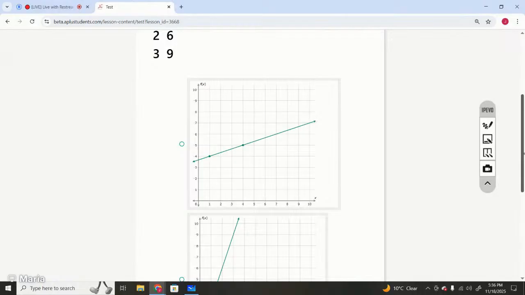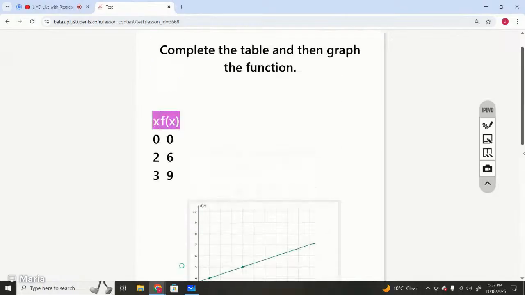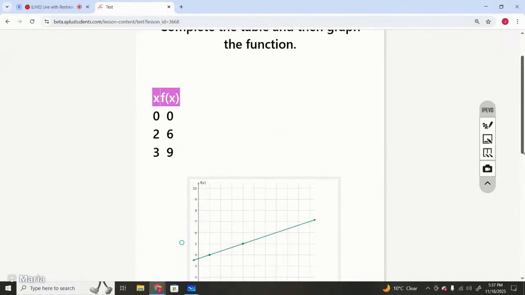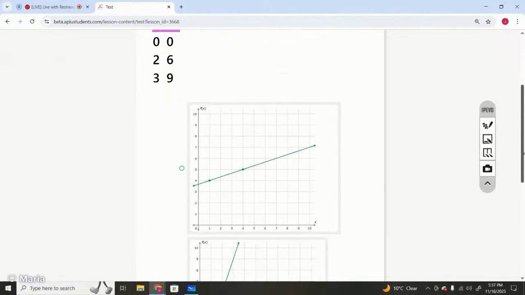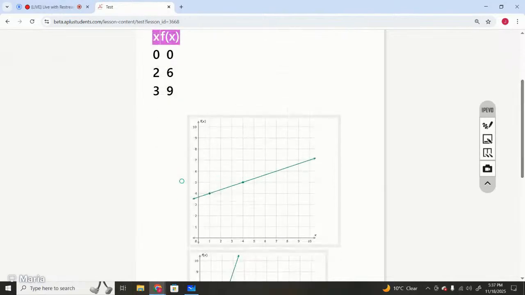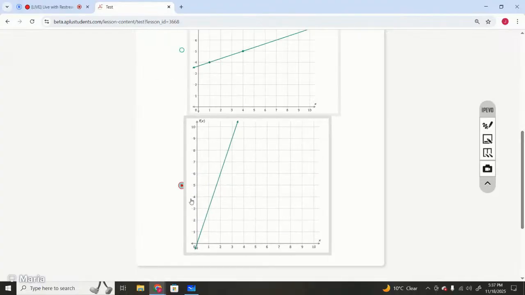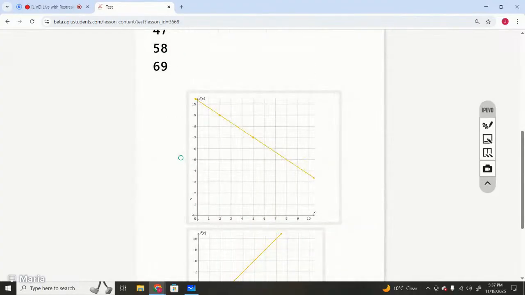Complete the table and then graph the function. 0, 0, 2, 6, 3, 9. 0, 0 means the graph must be starting from the origin. So this first graph is not the correct option for sure. That would be the second one.